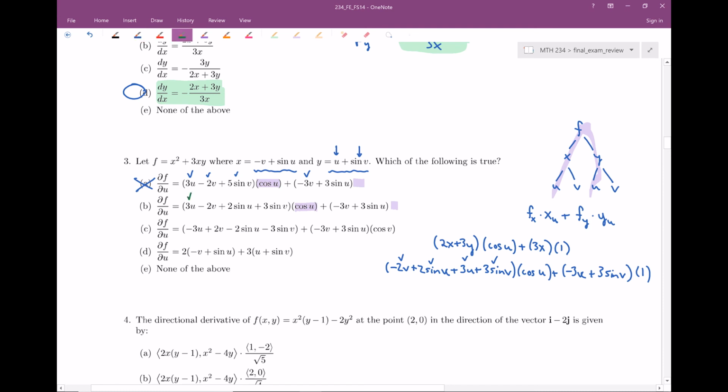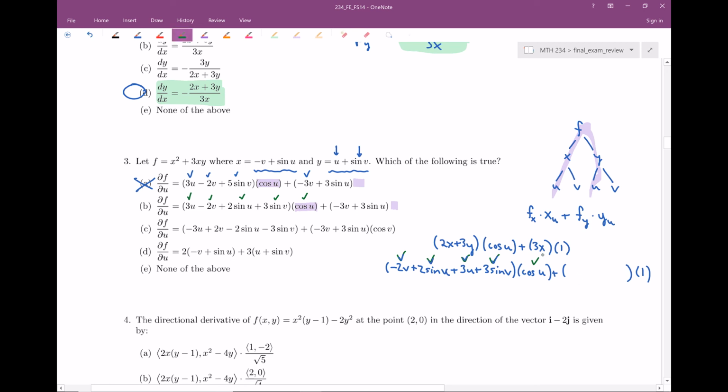So I have 3u. I have negative 2v, I have 2 sine u, yes, and I have 3 sine v. Okay, this is starting to look good. I have the cosine u, yes. I have negative 3v. Well, let me check, because that's not what I have written down, but now I'm paranoid that I did something wrong again because I made one mistake already. So let's go ahead and double check this again.